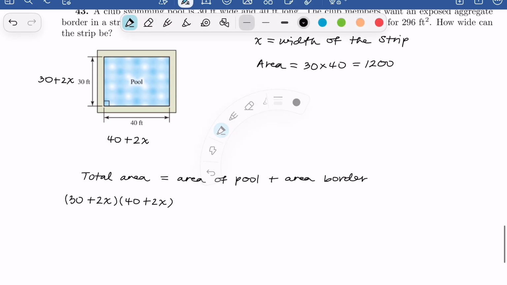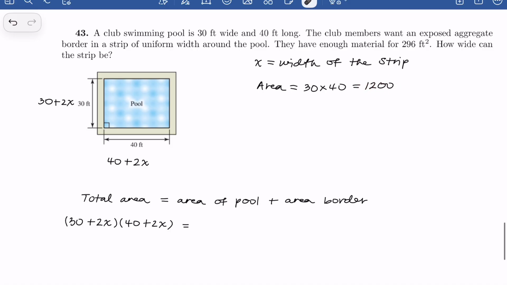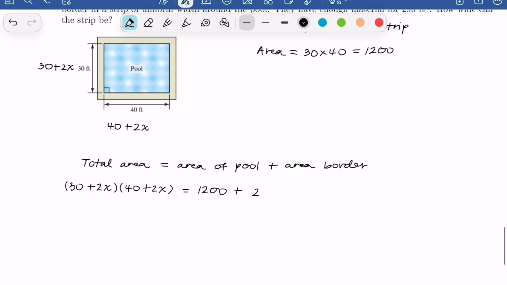Now the total area, like we mentioned, is going to be these new dimensions here, this new length times this new width. And then we're going to take the area of our pool, which we found to be 1,200 square feet, plus the area of our border, which was given in this problem here, that would be 296 square feet. So now we have an equation and we can solve for our unknown value of x.